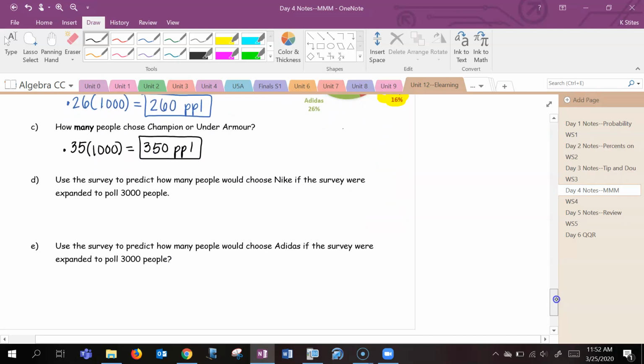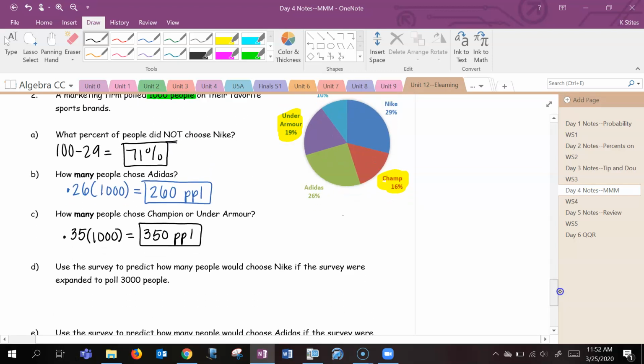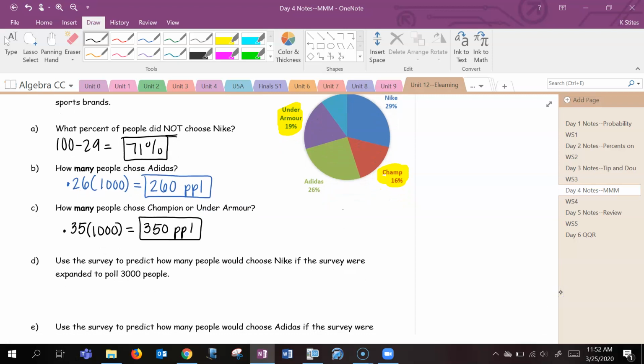All right, so the last thing we want to do is review how to do these prediction problems. Use the survey to predict how many people would choose Nike if the survey were expanded to poll 3,000 people. So again, we'll start with the situation we know. We know that 29% of people chose Nike. That's 29 out of 100, because it's 29%. If we had how many actual people chose Nike, we could put that number out of 1,000 because 1,000 is our total people, but we don't have that, so I'm just going to write it as the percent.